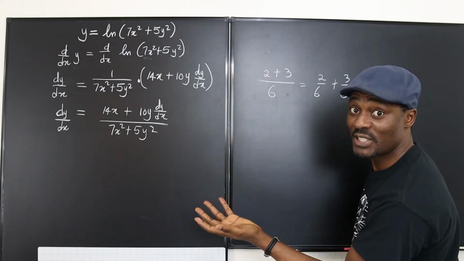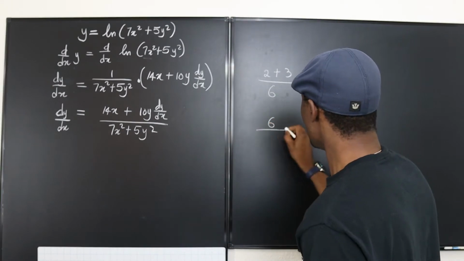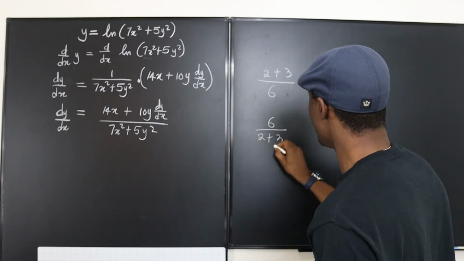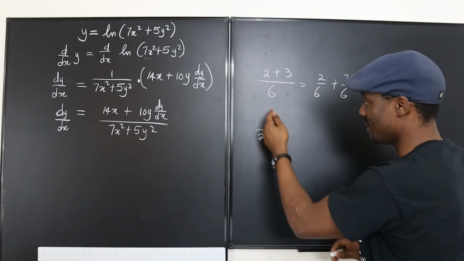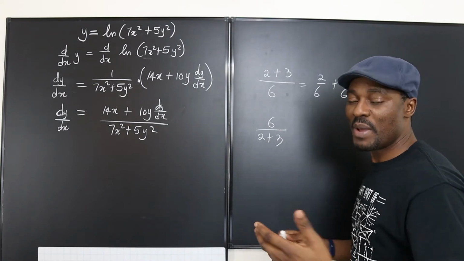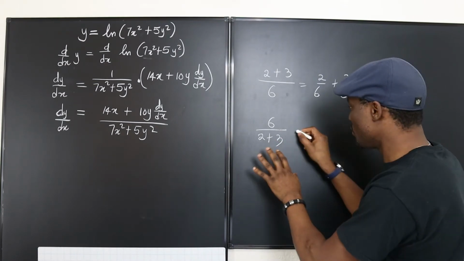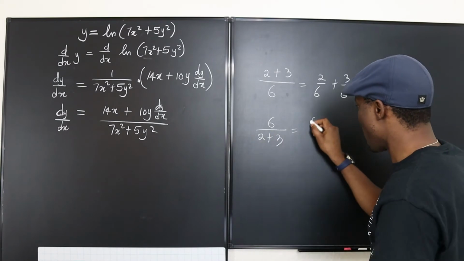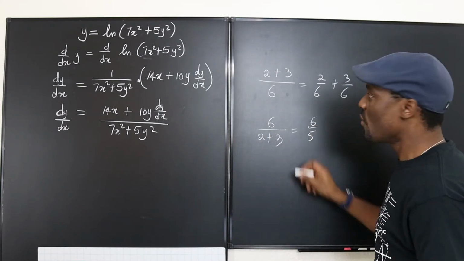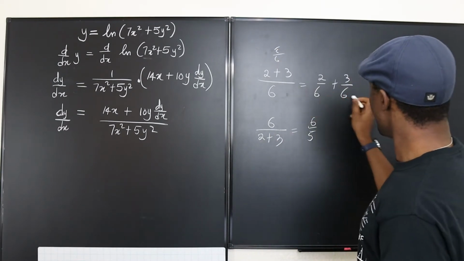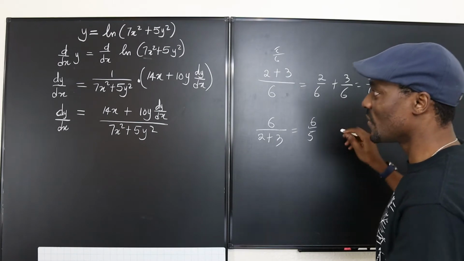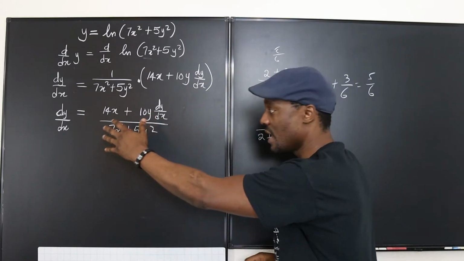Now you can't split the denominator. So remember, 6 over 2 plus 3 cannot be split into 2 expressions, well, based on what you know right now. So what you just want to do is just leave it. Your answer is 6 over 5. This is 5 over 6, but again, this is still 5 over 6. So that's the understanding you're going to use here and split this.